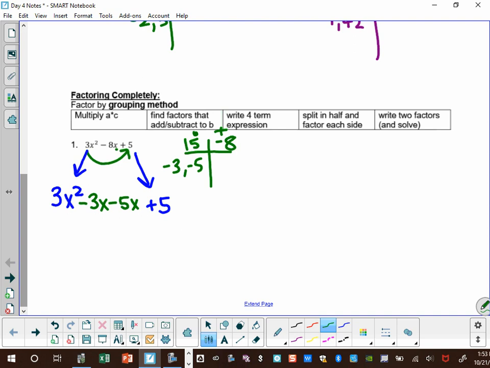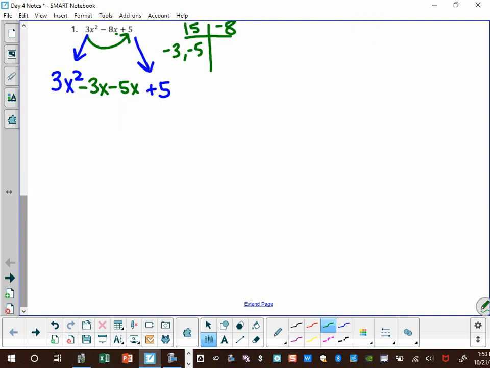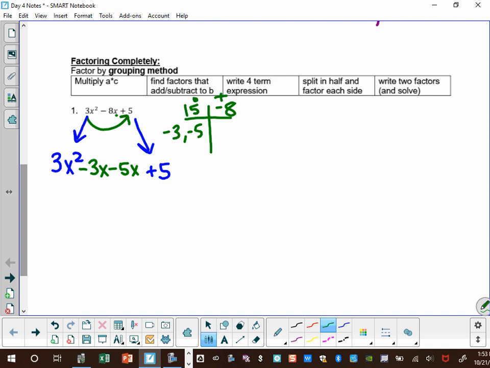Does everyone have this 4 piece right here? Okay? This part is the grouping part. Once you have 4 pieces, we're going to divide them right down the middle. So I'm going to go right down the middle between negative 3x and negative 5x. Alright, let's look at the left side first. We're looking for our GCF. What is the GCF of the left side?